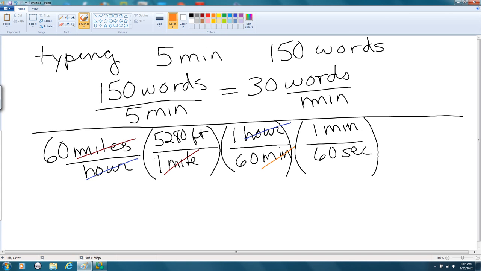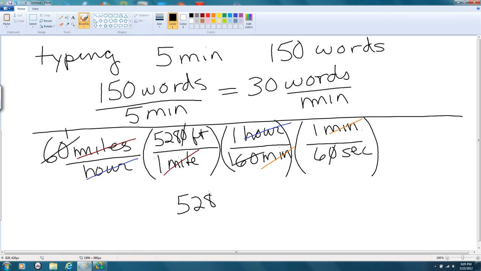Okay, great. Now minutes cancel. And now all I have to do is multiply 60 times 5,280 and divide by 60 and divide by 60. I'm going to make that a little easier, though, because this happens to be 60 here and 60 here, so that's a 1 and a 1. Here's a 0, so I can get rid of that 0 and that 0. And then I have 528 divided by 6. I could reduce that a little further, but I think I can do that by hand without getting the calculator out.